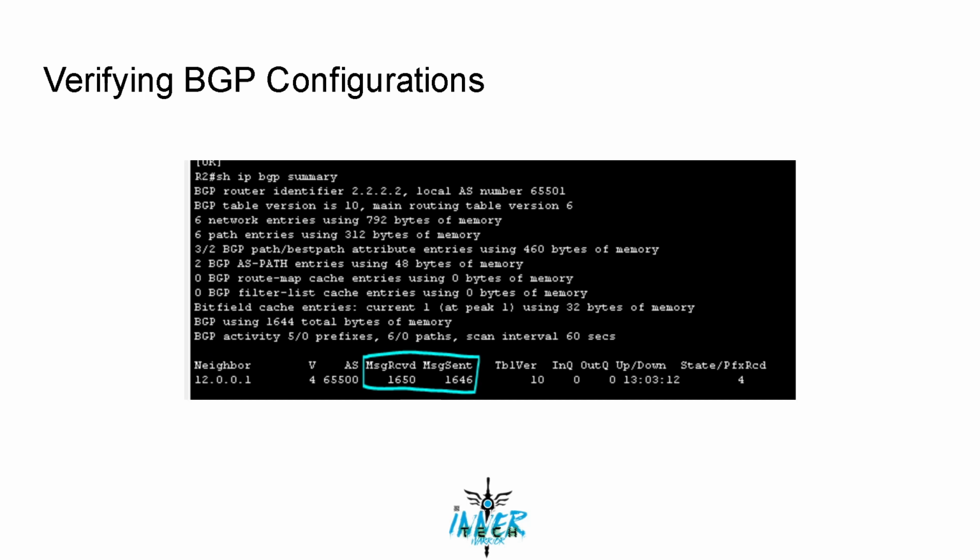Messages received and messages sent are the total number of messages received and sent to the neighbor. Table version is the version of the routing table that the neighbor is using. The number increases anytime there are changes in the routing table. In queue and out queue are the number of messages in the input and output queues. Up/down is the amount of time that the peering session has been established. And state/prefix received is the state of the peering session and the number of prefixes or networks received from the neighbor, which is 4 here. That means we received 4 routes from this neighbor.